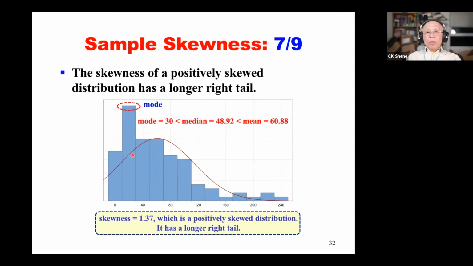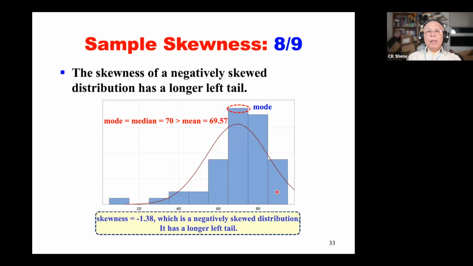Now, look at this example. This one is positively skewed. Most values are on the left side. Then we have mode 30, median 48, approximately here, and mean 60. The skewness value is 1.37, which is definitely a pretty large value. It's not symmetric, and the right tail is long.